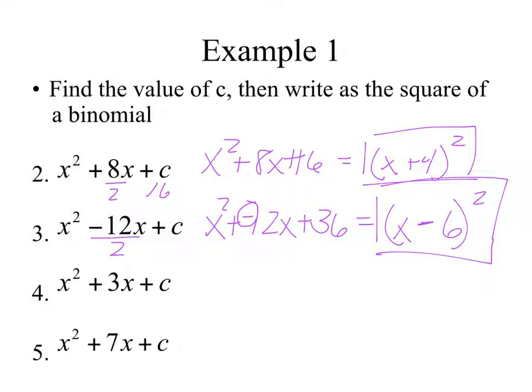Okay, think about if we were to actually FOIL that out. x minus 6 times x minus 6. We would have to have the negative inside the parenthesis in order to get that middle term, or our b value, to be negative.